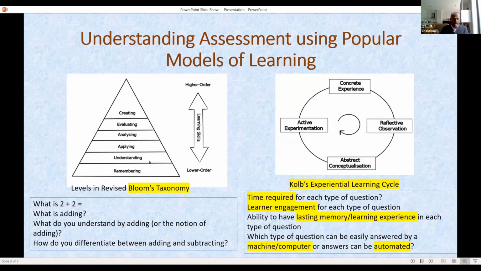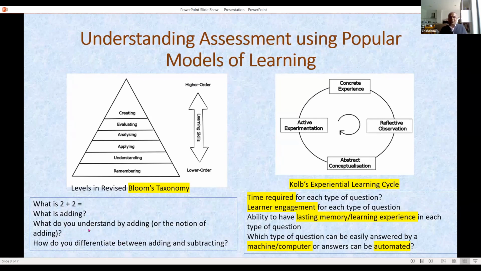To highlight this with a simple example, take the notion of adding. We can ask students, what is 2 plus 2? Give me the answer. That is probably highlighting the lower end. Or we can go towards higher order learning and reframe the question: what is adding? Ask the students, what is adding? Or we can go further. What do you understand by adding, or the notion of adding? How do you differentiate between adding and subtracting?